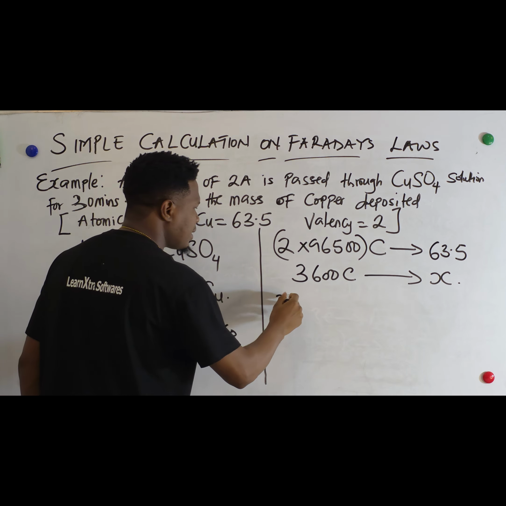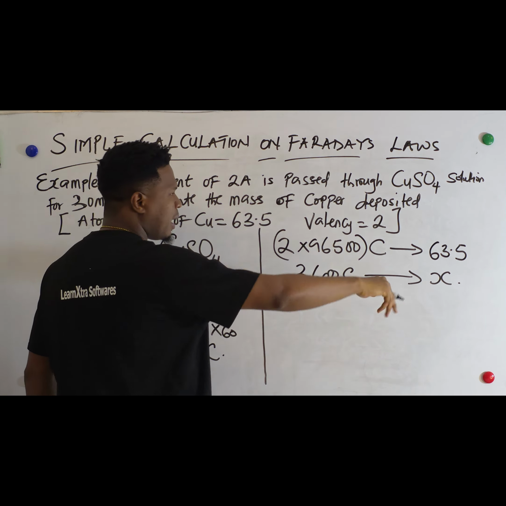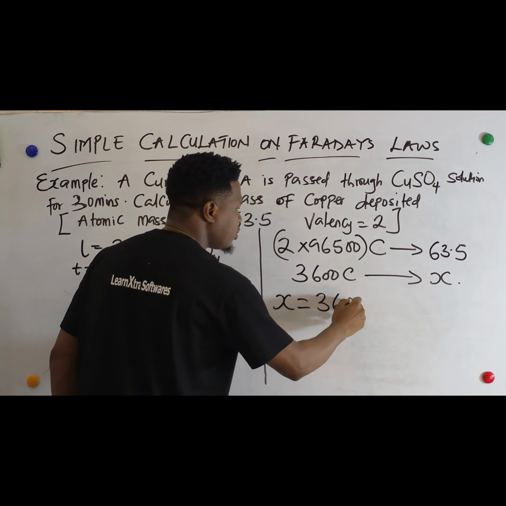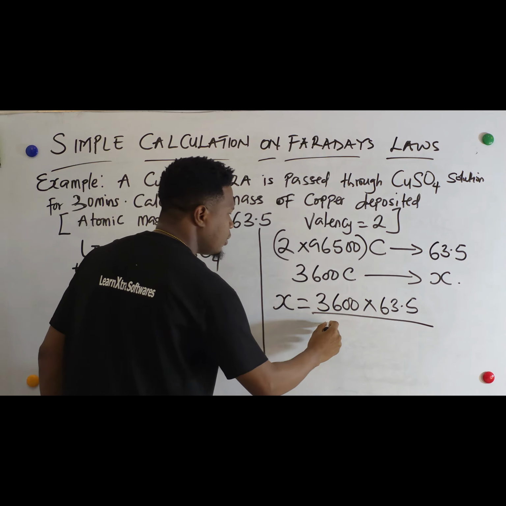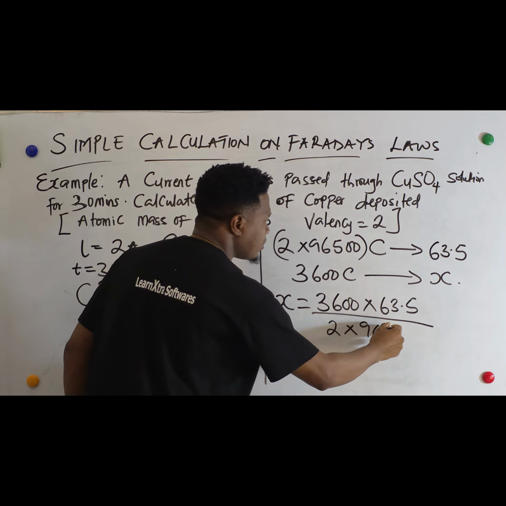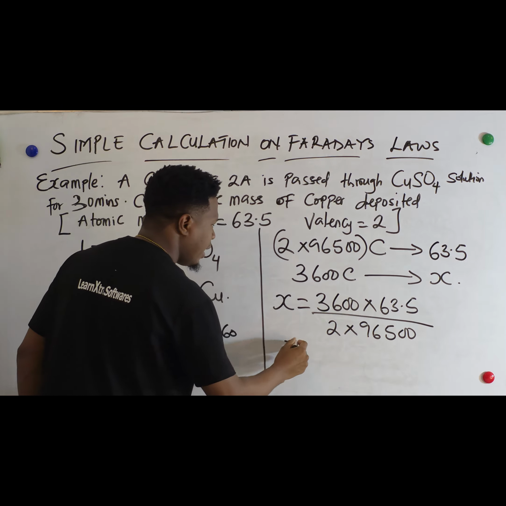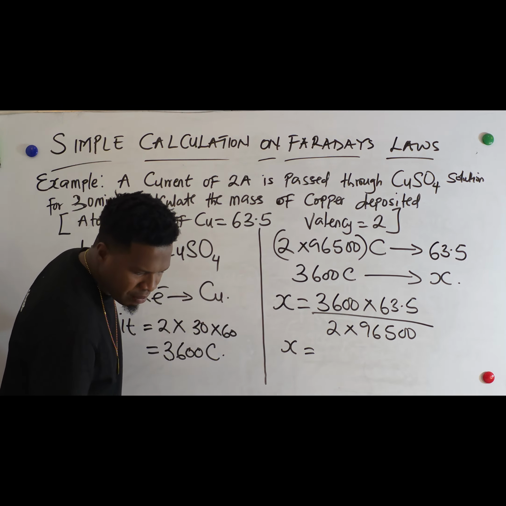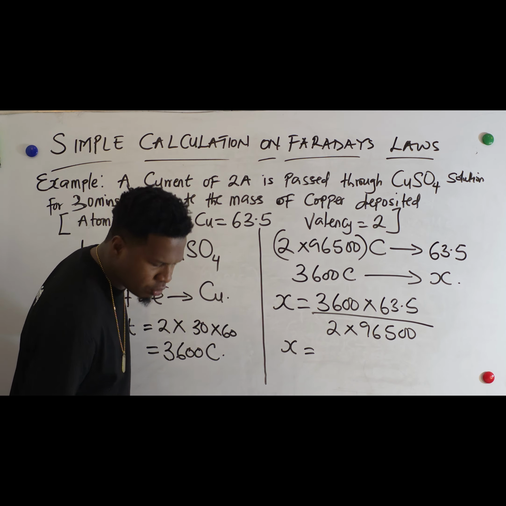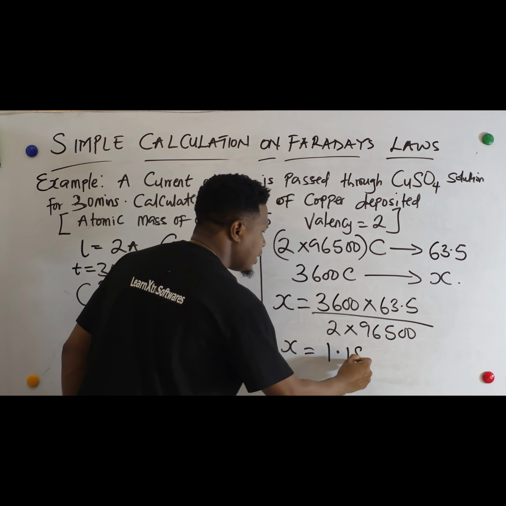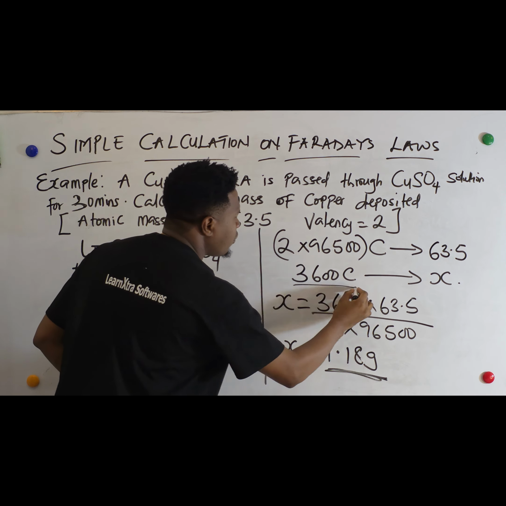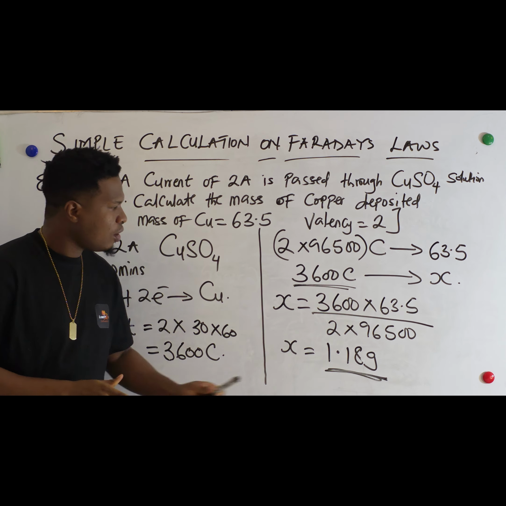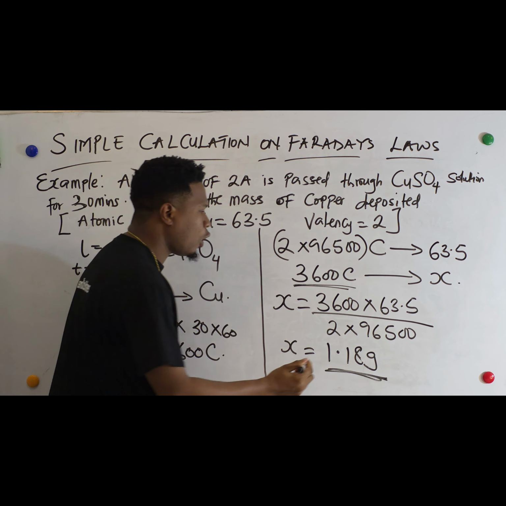To get X, we cross multiply. We have 3,600 times 63.5 all over 2 times 96,500. So X, the mass of copper, is equal to 1.18 grams. It means that this quantity of current will liberate about 1.18 grams of copper.